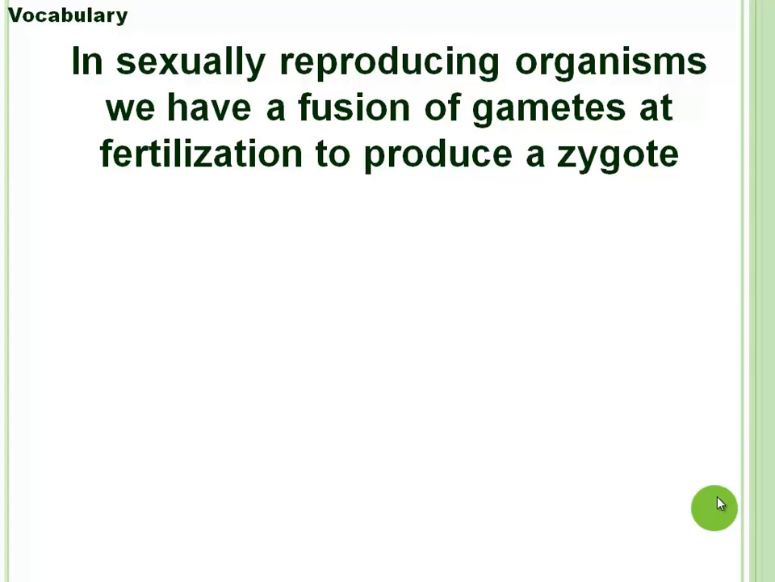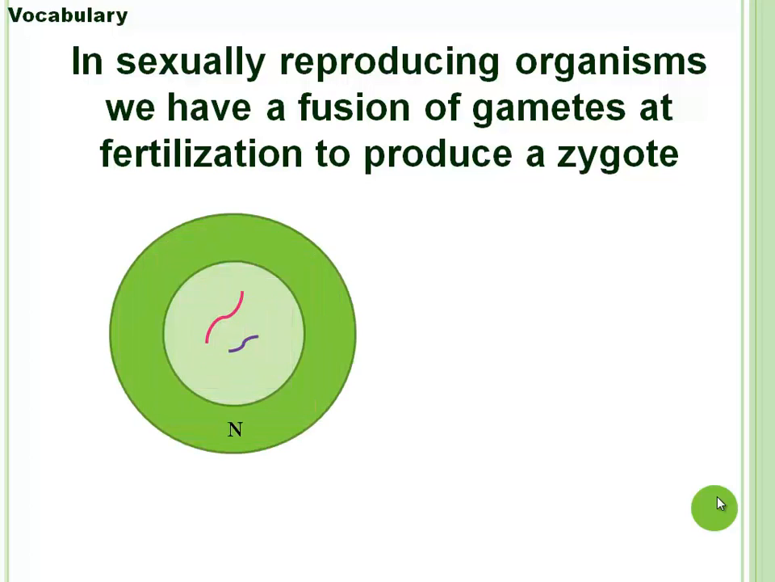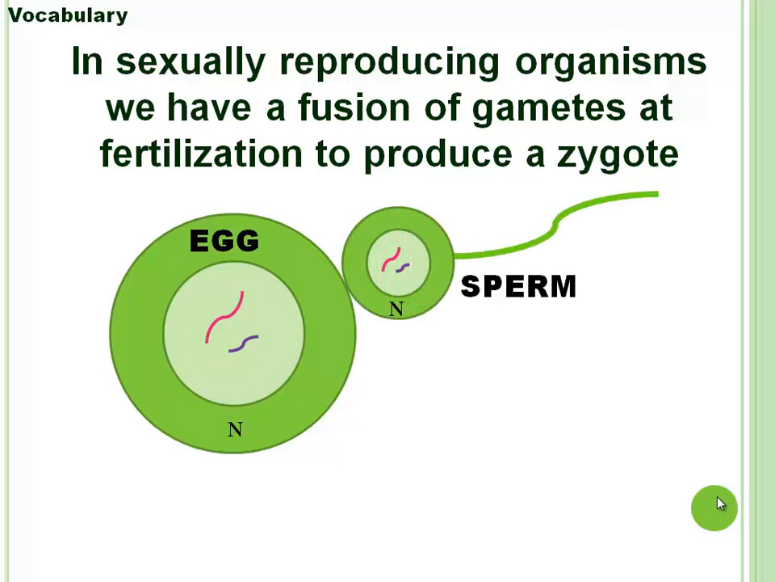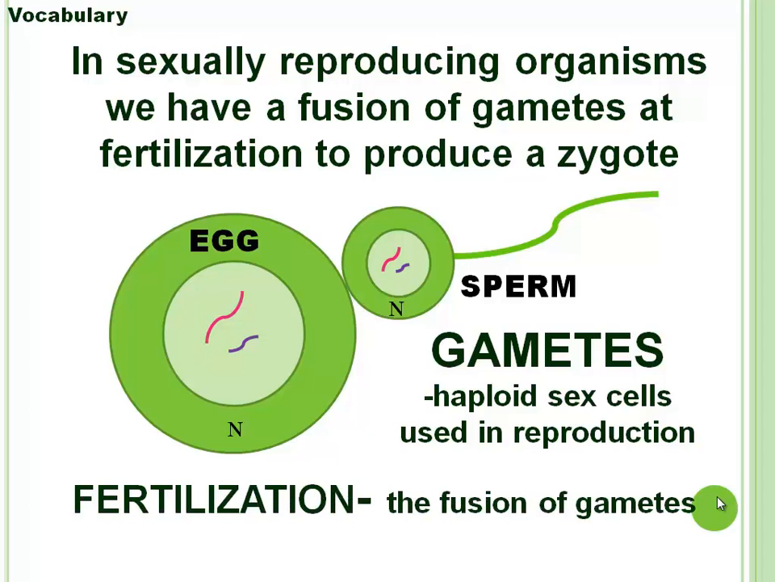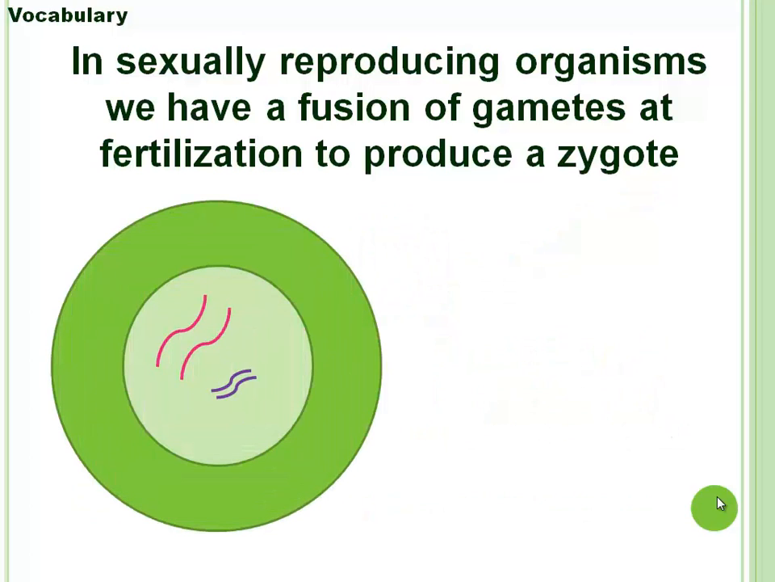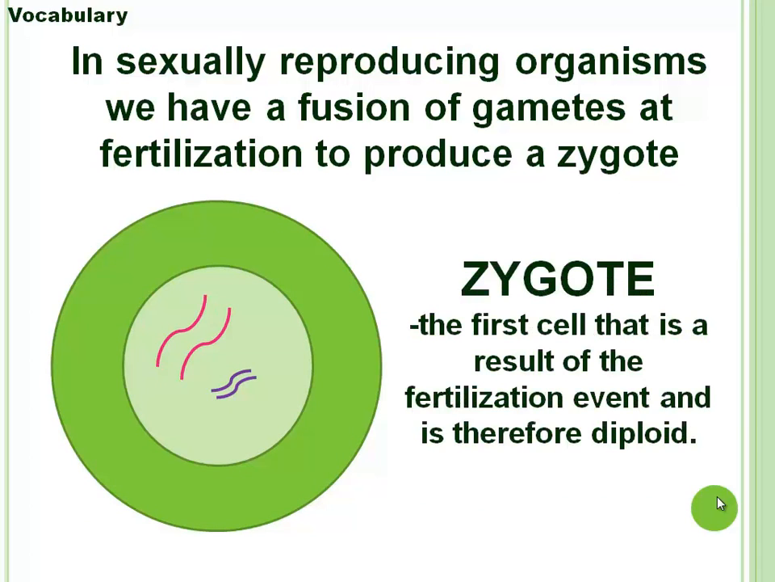In sexually reproducing organisms, we have a fusion of gametes at fertilization to produce a zygote. So we have an egg here, and of course the sperm. Both are haploid cells. We refer to these haploid sex cells as gametes, and they are used in reproduction. The fusion of these gametes is the process called fertilization. Once the gametes fuse, the nuclei will also fuse, resulting in a diploid cell. This is referred to as the zygote, the first cell that results from the fertilization event and is therefore diploid.